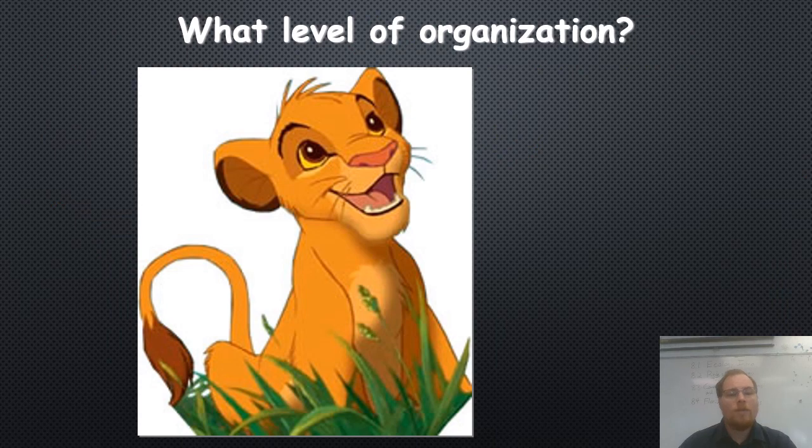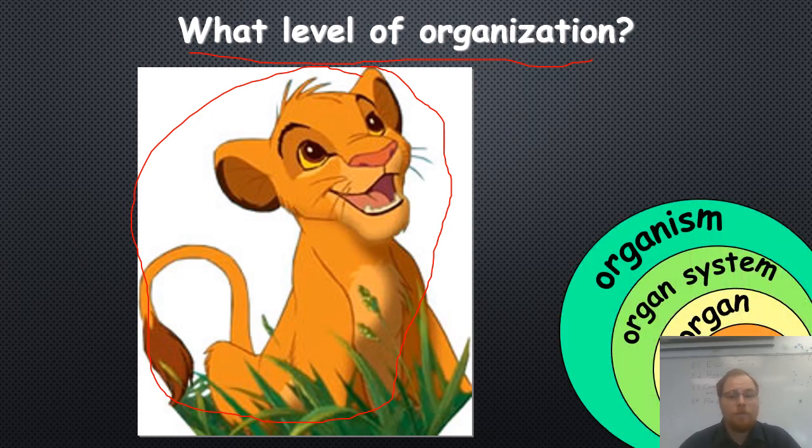Now, what level of organization is Simba here in this picture? He is an organism. And you can see that right here. He's made up of organ systems, which are made up of organs, which are made up of cells.